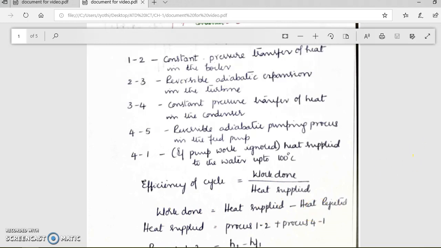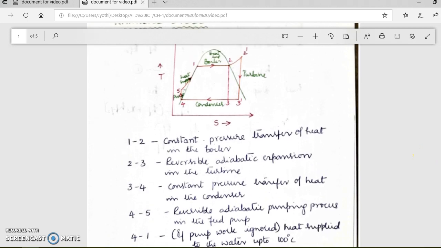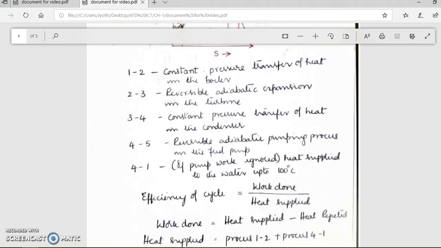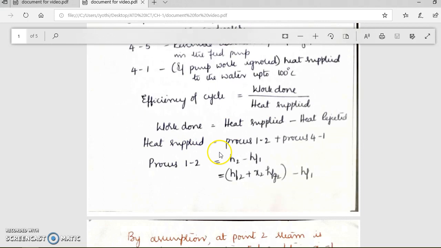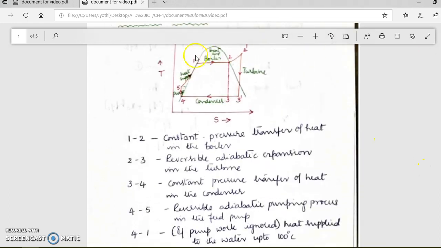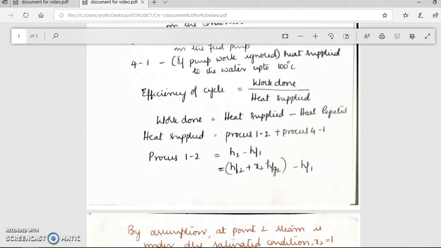In this cycle, the heat is being supplied in two phases, that is from 4 to 1 and 1 to 2. Hence, here we are writing that the heat is supplied from process 1 to 2 and process 4 to 1. Say, for example, from process 1 to 2, we can observe in the figure that the water is at 100 degrees centigrade and is in an undersaturated state. So we write H2 minus HF1, the fluid state.